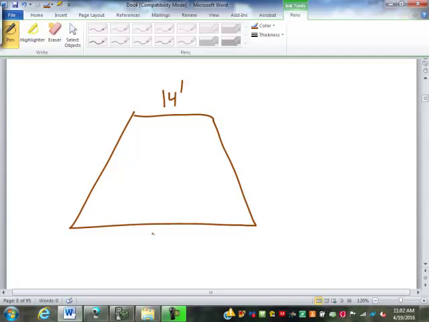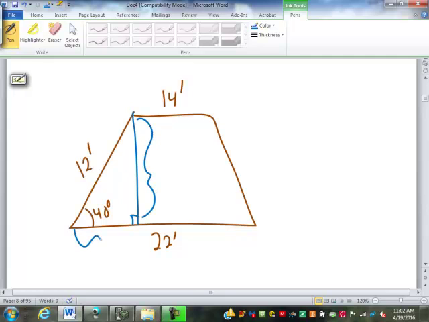So this is 14 feet, this is 22 feet. This side is 12 feet, and I give this as a 40-degree angle. So we're going to cut this here. I'm going to use the, well, this would be 50, yeah. But we don't necessarily need that angle. I need to get this dimension and this dimension, X and Y. So X is going to be the adjacent side, so that'd be cosine of 40 equals X over 12.